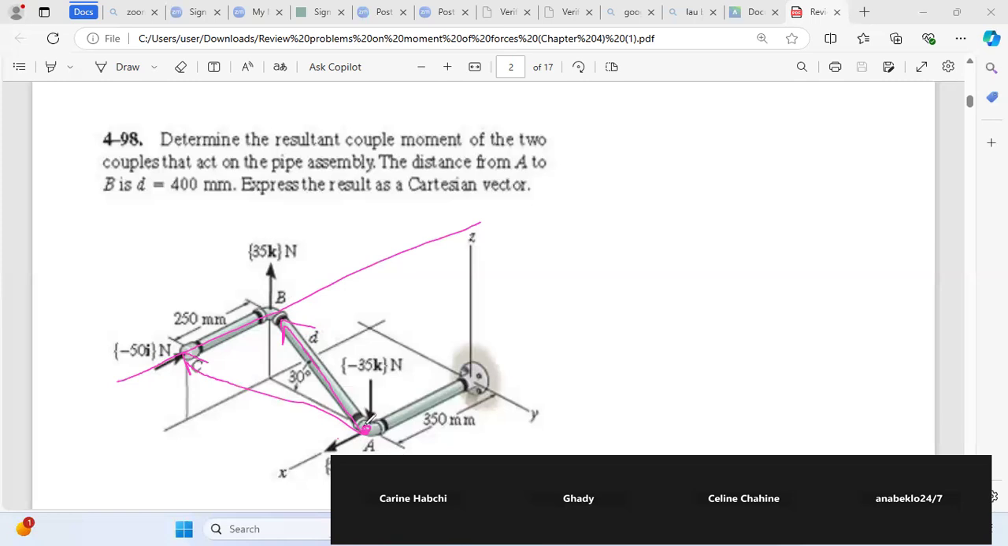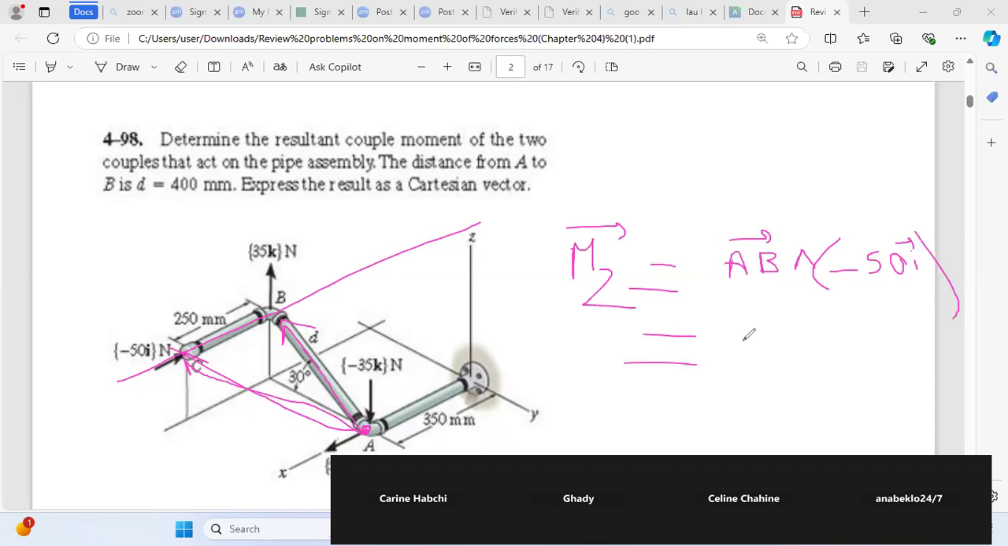So for M2, you can take AB vectorial minus 50i. This is an option. Or instead of AB, I can go from A to C, because C is also on the line of the second force. So I can do AC vectorial minus 50i. And of course, I can move in the opposite way.